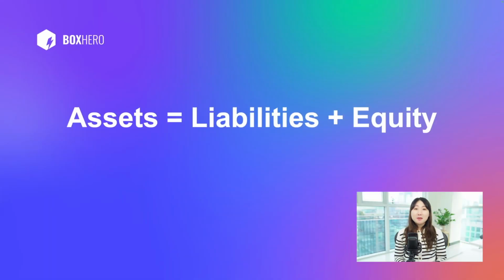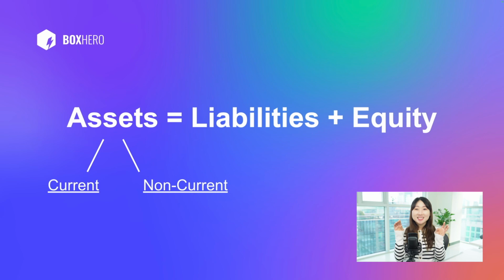First, a little intro into accounting. A balance sheet is a fundamental financial statement, and it can be summed up neatly into this one equation. Assets equals liabilities plus equity. Taking a closer look, a company's total assets are composed of its current assets and non-current assets. This depends on how liquid an account is. For example, property, plant, and equipment, or PP&E, is not liquid, so it's considered non-current assets.